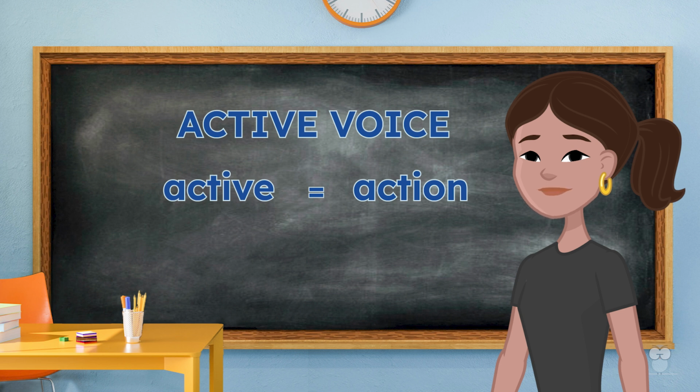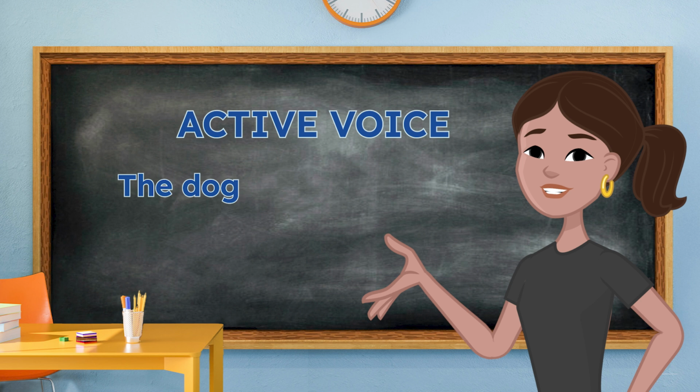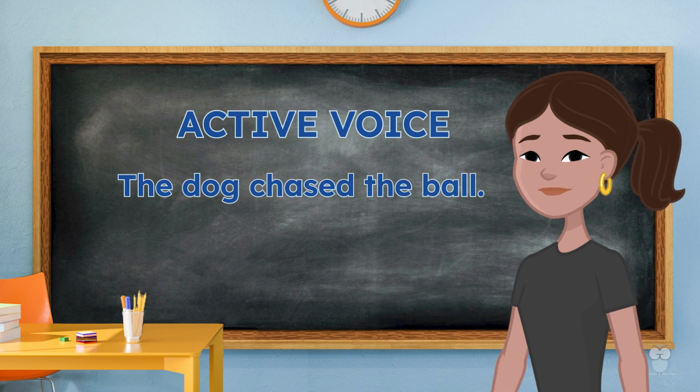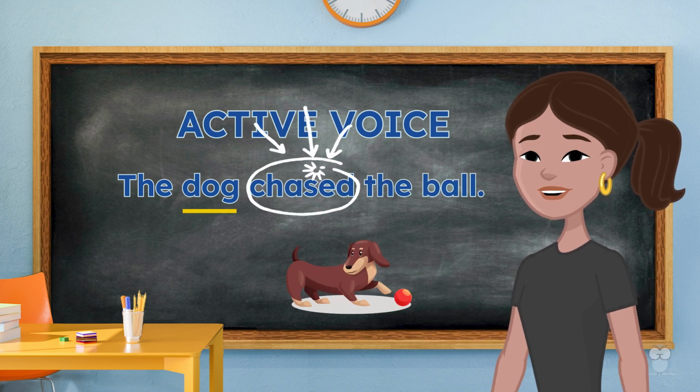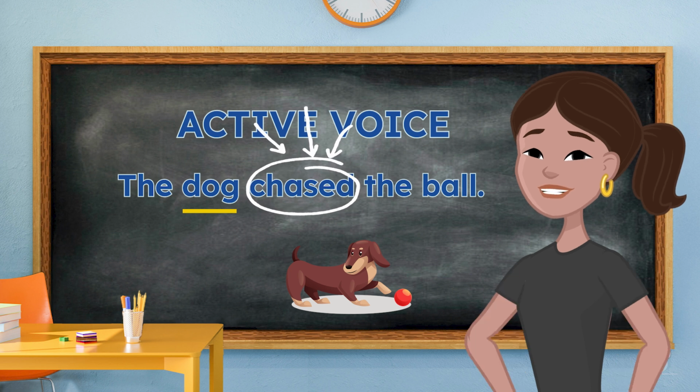Let's look at an example. The dog chased the ball. Who's doing the chasing? The dog. The subject is doing the action of chasing. The active voice is clear and direct. It gets right to the point and states that the subject is doing the action.